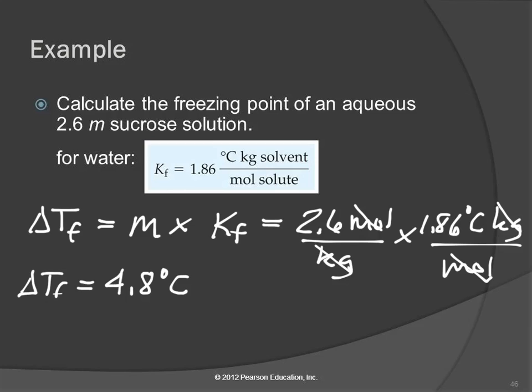A common mistake is to stop there. Yay, I calculated something. That's not the freezing point of the sucrose solution. That's the amount that the freezing point gets depressed or lowered. What's the normal freezing point of water? Zero. So 0 degrees is where it normally freezes. Adding sugar to it makes it freeze at a lower temperature. So we're going to subtract the difference, and we're going to end up with a freezing point of minus 4.8 degrees Celsius.